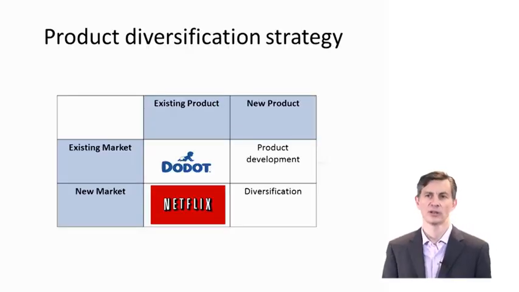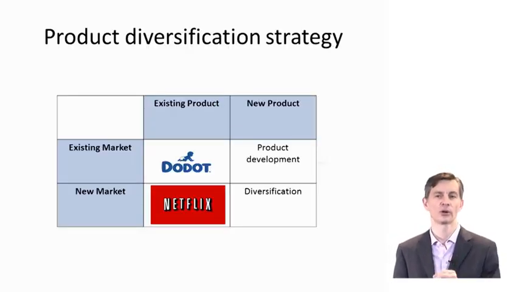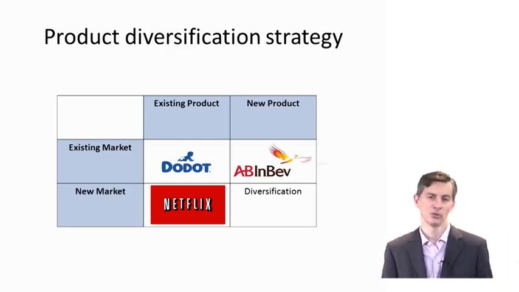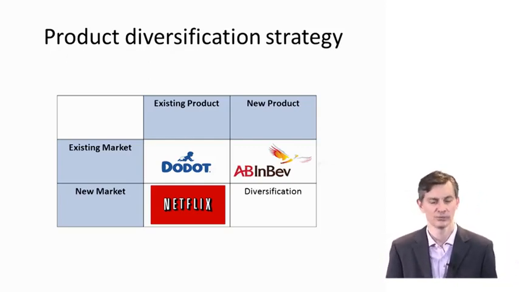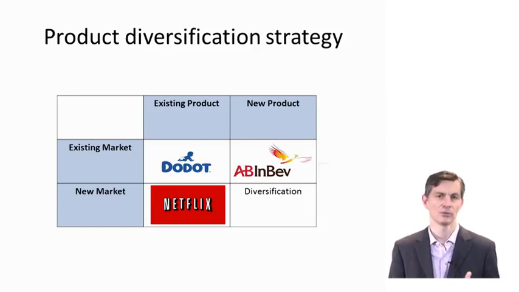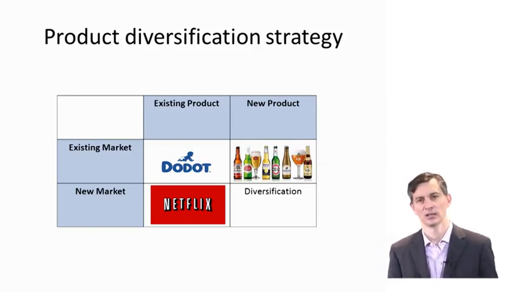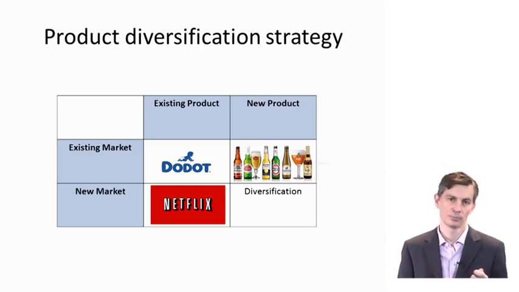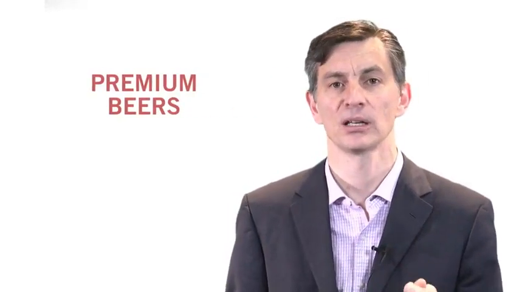For the third case, when you're introducing a new product into an existing market, let's look at the case of AB InBev. You may or may not have heard of AB InBev, but they are the largest beer producer and marketeer in the world. They own brands like Stella Artois, Budweiser, Corona, Beck's, Leffe, and many, many other ones. So their diversification strategy consists of introducing some of these premium beers in all of the markets, and there are hundreds in which they operate, right?